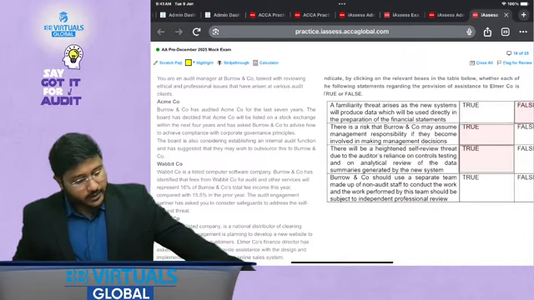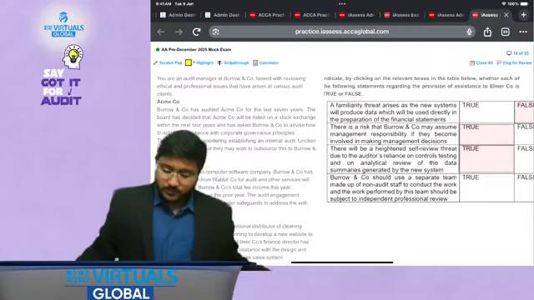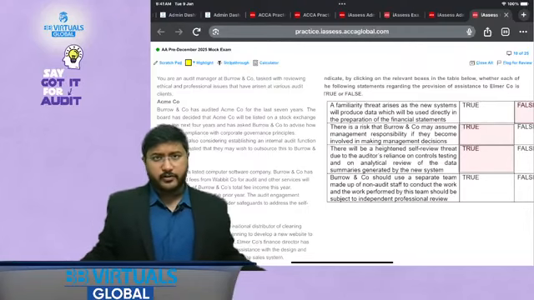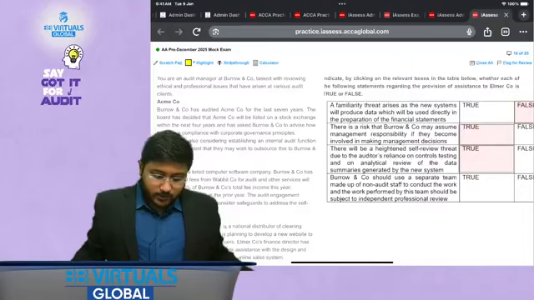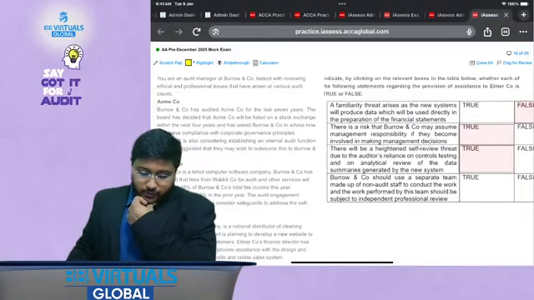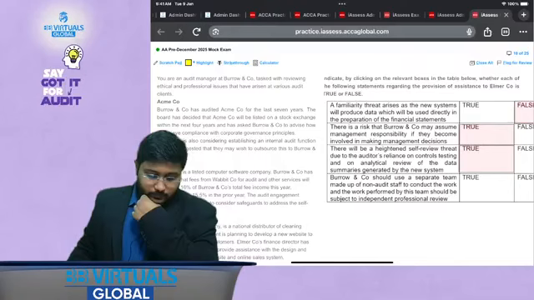Borough and Company has audited ACCA company for the last 7 years. The board has decided that ACCA company will be listed on a stock exchange within the next 4 years and has asked Borough and Company to advise how to achieve compliance with corporate governance principles. The board is also considering establishing an internal audit function and has suggested that they may wish to outsource this to Borough and Company only. So they are about to be listed only.